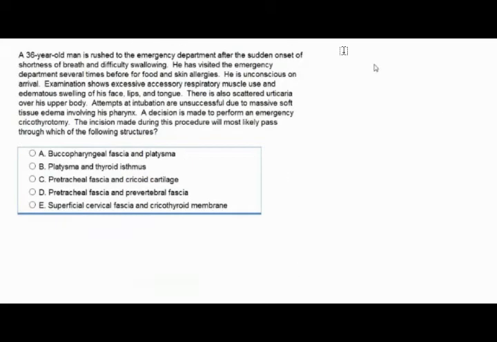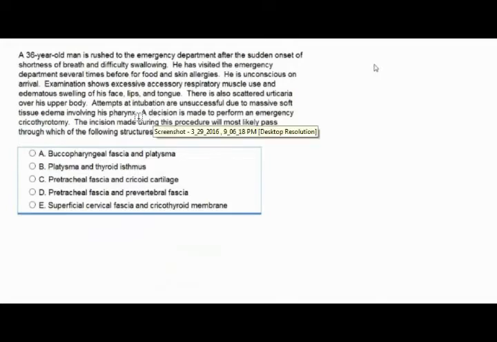So our next question is: a 36-year-old man is rushed to the emergency department after a sudden shortness of breath and difficulty swallowing. He has visited the emergency department several times for food and skin allergy. So this is a case of anaphylaxis, and we have laryngeal edema. That's why he is feeling shortness of breath and difficulty swallowing. Let's read the last lines.